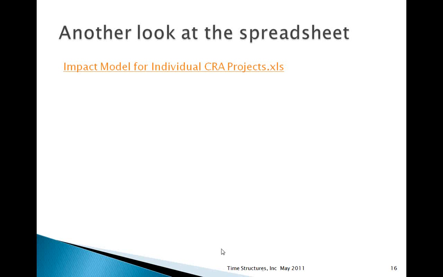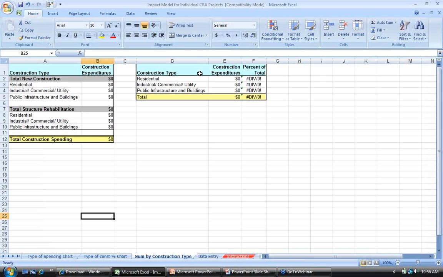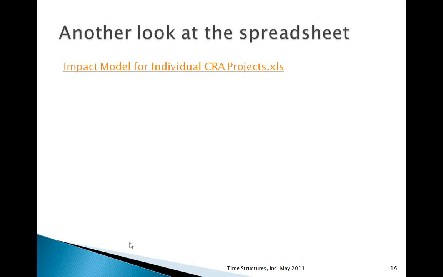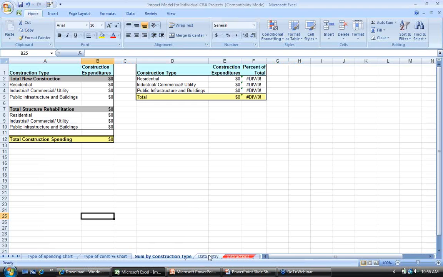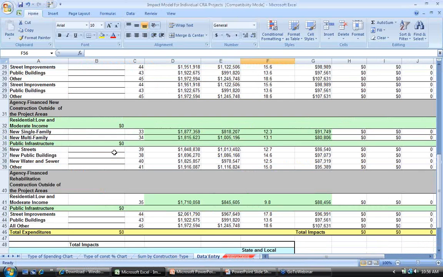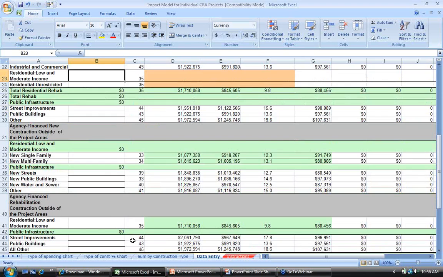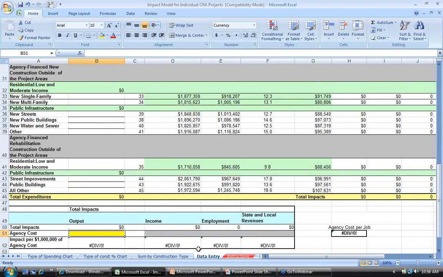Okay, so summarize one more time. All right. So you put numbers in here. It does all the calculations for you. You put agency cost in there for either the individual project or a sum total of all the projects that were completed in a particular year. It gives you the total impacts on line 50. Gives you the impacts per $1 million of agency spending on line 52, and gives you agency cost per job over here on cell H51.